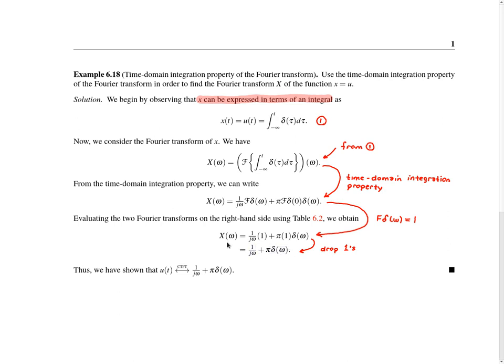So now we have that the Fourier transform of the unit step function, which is denoted by big X here, is given by this right-hand side expression.